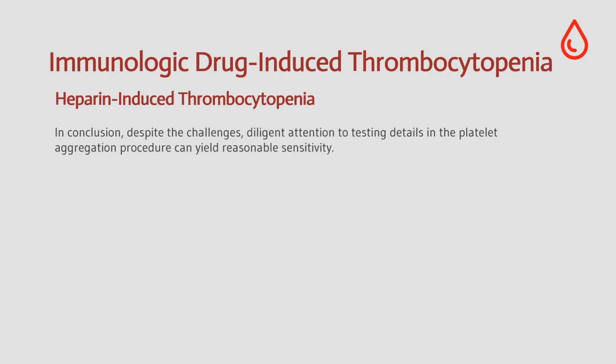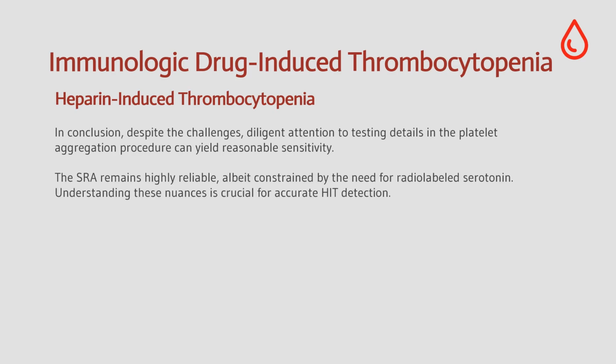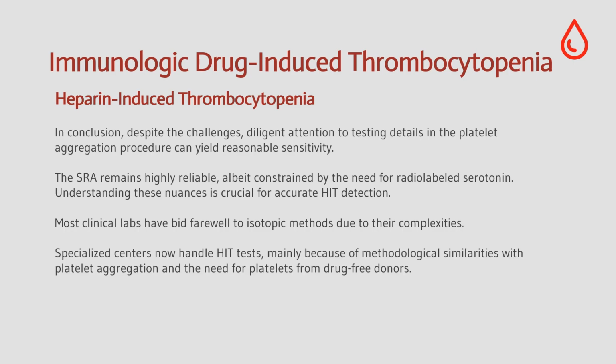In conclusion, despite the challenges, diligent attention to testing details in the platelet aggregation procedure can yield reasonable sensitivity. The SRA remains highly reliable, albeit constrained by the need for radiolabeled serotonin. Understanding these nuances is crucial for accurate HIT detection. Most clinical labs have bid farewell to isotopic methods due to their complexities. Specialized centers now handle HIT tests, mainly because of methodological similarities with platelet aggregation and the need for platelets from drug-free donors.